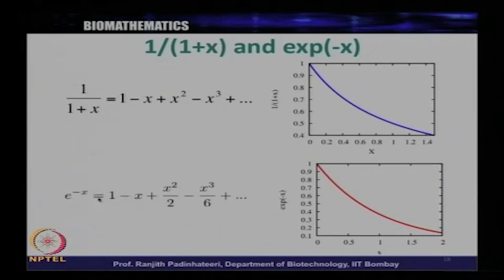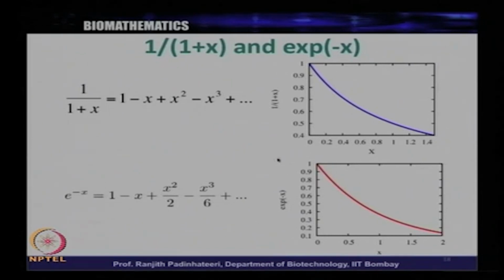This looks very much like e power minus x. We said e power minus x is 1 minus x plus x square by 2 minus x cube by 6 and so on and so forth. So, these two, if you compare, the only difference is that there are some coefficients in e power minus x, otherwise they look similar, and their behavior is also similar. Both of them start from 1 and then decrease as we go along x. So, we saw that. These are another set of functions which look very similar.